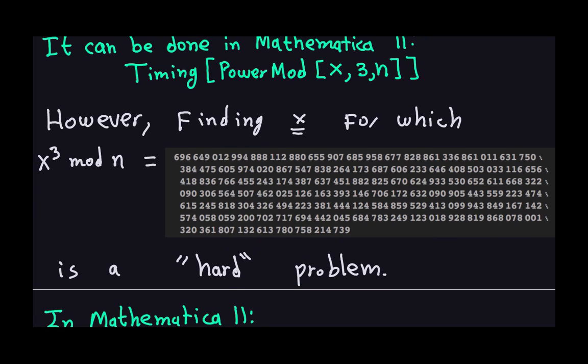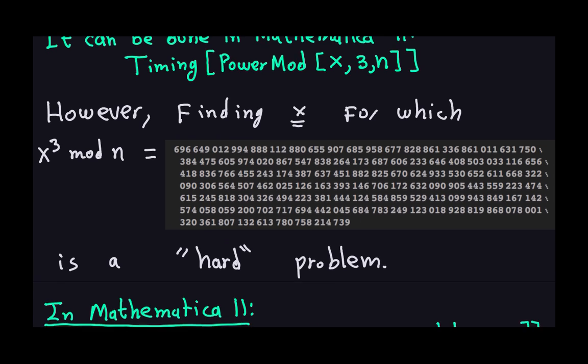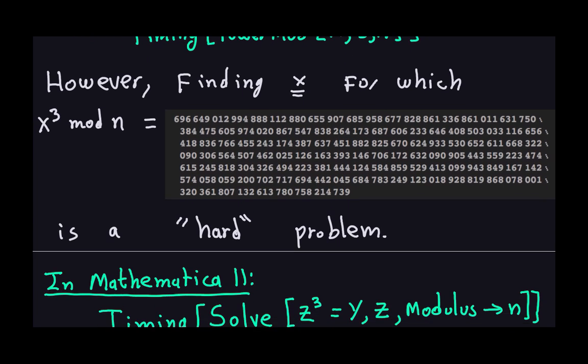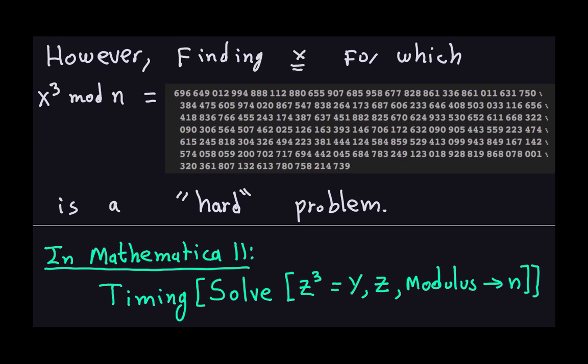This is to compute what the output is, but given the output, it is hard or computationally infeasible to compute the input. So let's say we ask Mathematica, which is powerful software. It's not the best in number theory, but it's not the worst either. So in Mathematica, you will do something like this. You will try to solve this equation here.